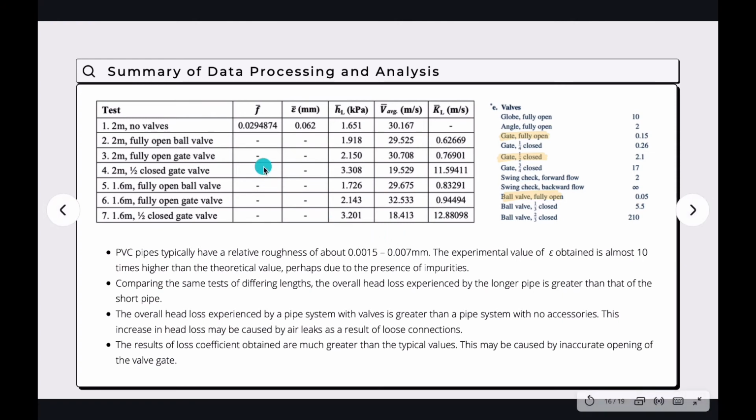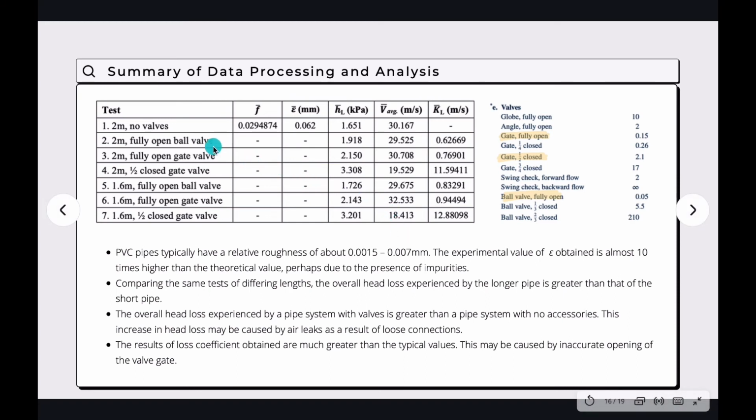to collect dust. Now observe the similar tests of varying lengths. It can be seen that the overall head loss experienced by the longer pipe is greater than that of the shorter pipe. This proved the mathematical statement of the Darcy-Weisbach equation as well as the function of pressure drop, which shows that head loss is directly proportional to length.